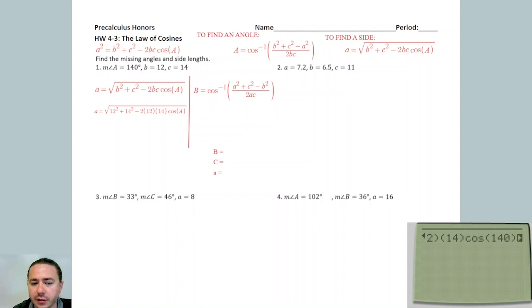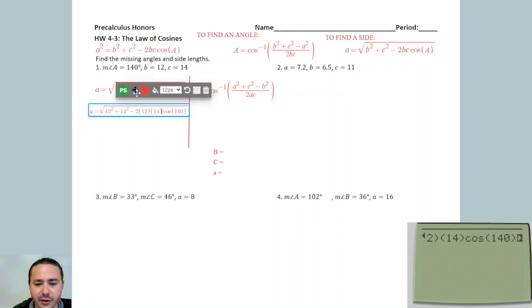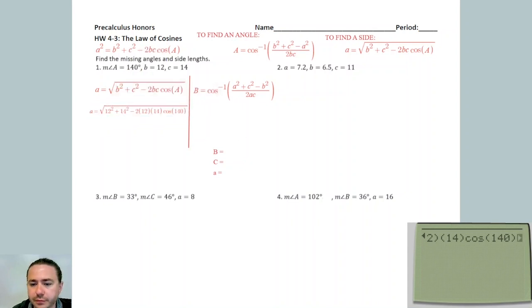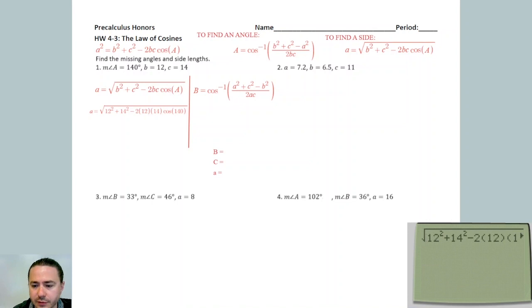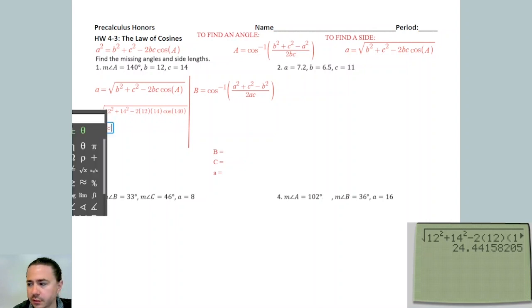And before I hit enter, I am given this angle measure in degrees, so I got to make sure that my calculator is in degrees. So mode, yep, default's radians, so just make sure you check that. All right, so that means that side A is approximately, we'll just go to one decimal place here, 24.4.